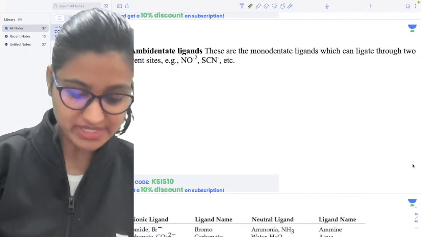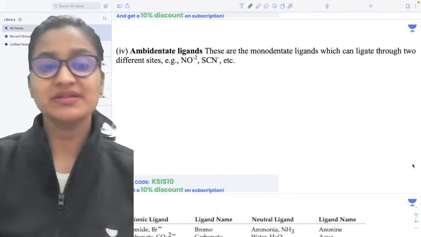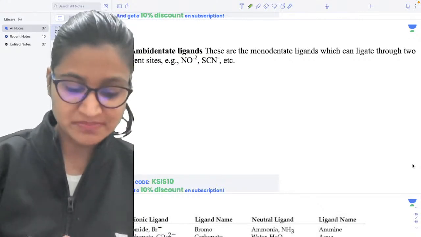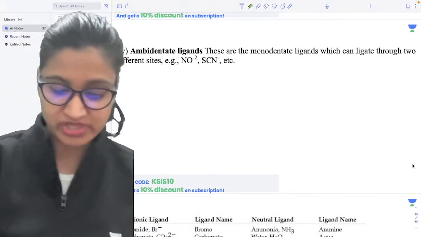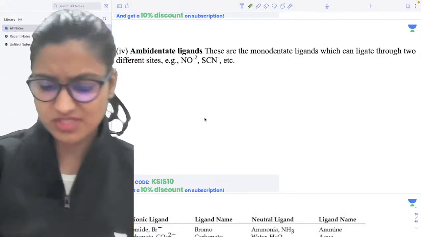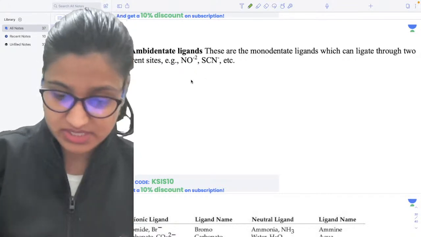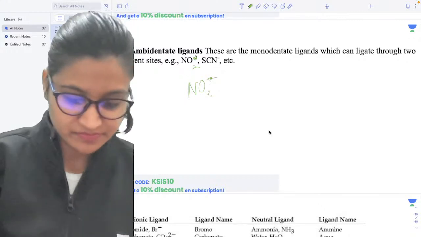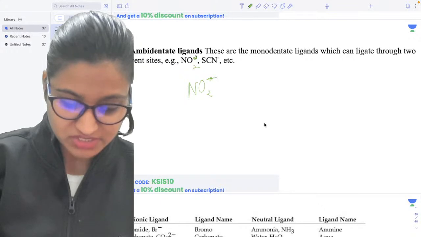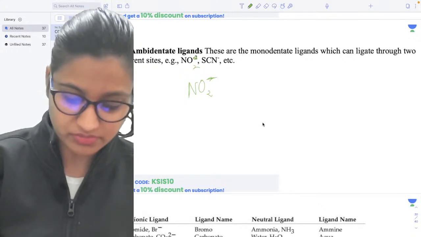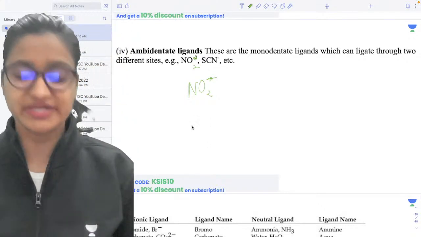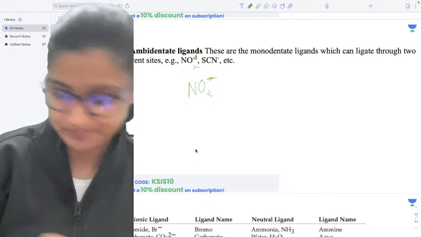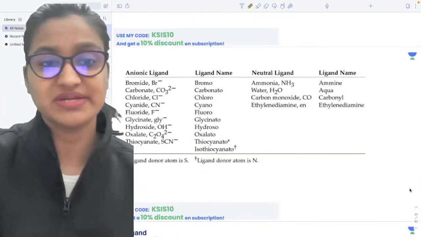Now then, what about ambidentate ligands? Ambidentate ligands, just like ambidentate nucleophiles you have done, right? Means which can form the coordinate bonds. Like if I talk about NO2 negative, it can form a bond from both sides. It can form from the nitrogen side and also from the oxygen side. Okay, so this is your ambidentate ligand.